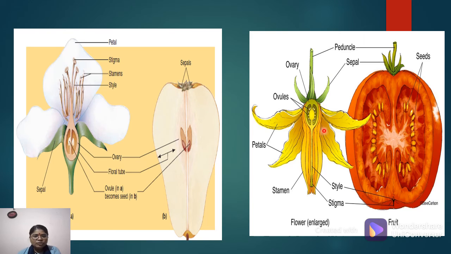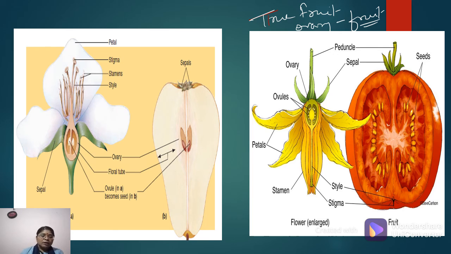So it is called a true fruit. Why? Because here the ovary is developing into a fruit, so such a fruit is called a true fruit. We call them true fruit because here the ovary is changing into fruit. And you can see the style and all go away.